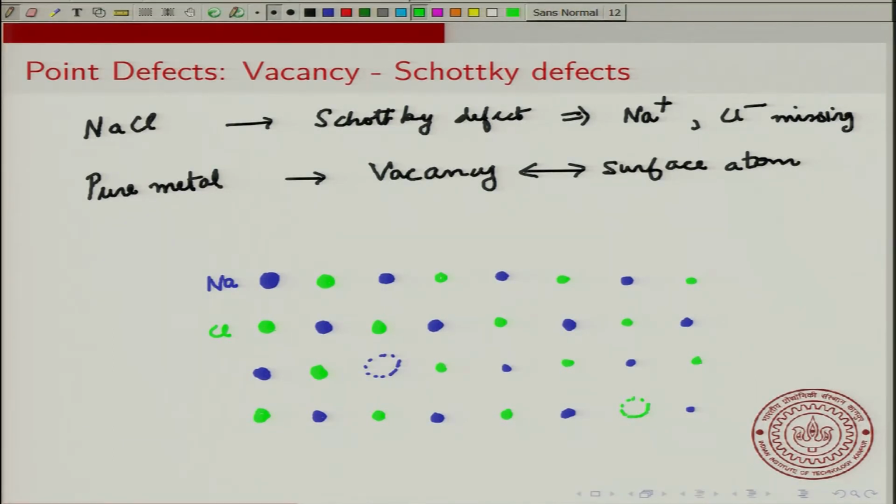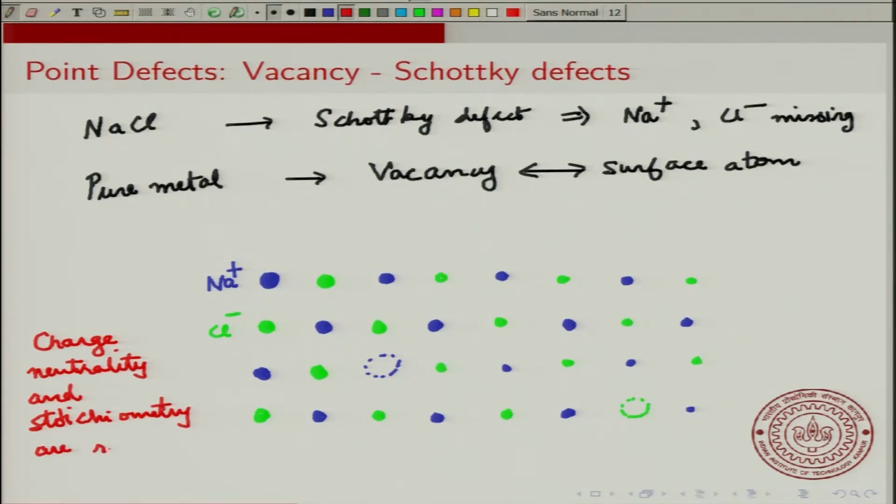The point is that the sodium ion is positively charged and the chloride ion is negatively charged. So, if one sodium and one chloride are missing, the crystal as a whole will be neutral. Both charge neutrality and stoichiometry are maintained.